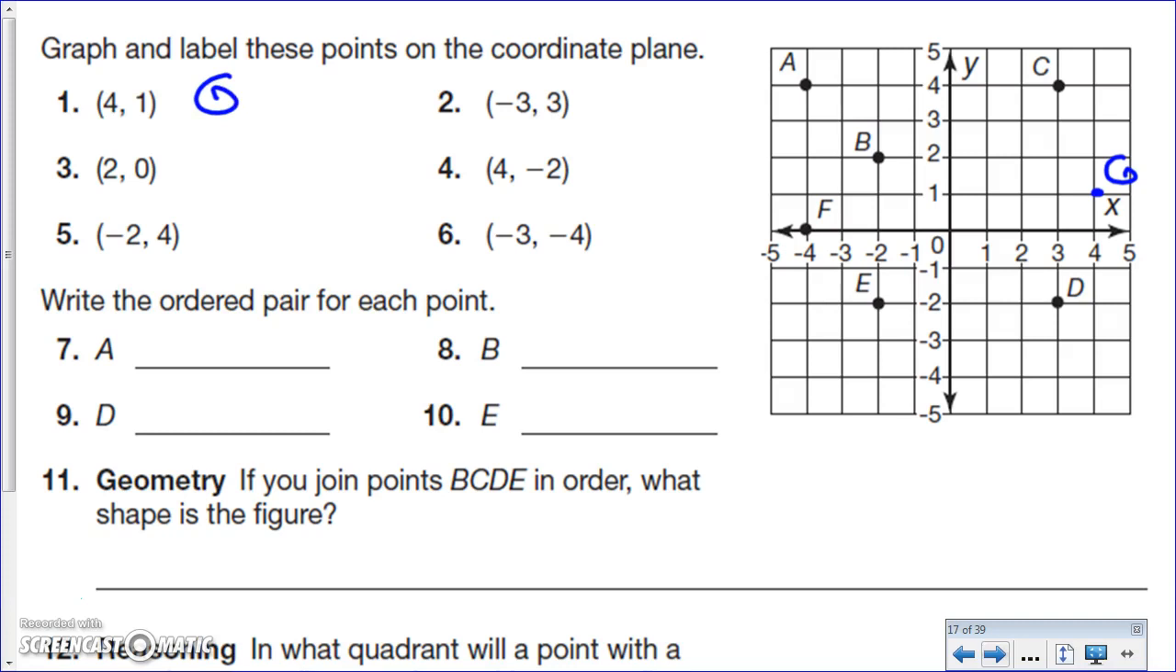For number 2, we're going to go to -3 on the x-axis. We're going to go to the left, and then we're going to go up to +3. And we'll label that point H. Then, for number 3, we're going to go over to 2 on the x-axis, and we're not going to go up at all because it's 0 for the y. For number 4, we're going to go over to +4 on the x and down to -2 and label that J.